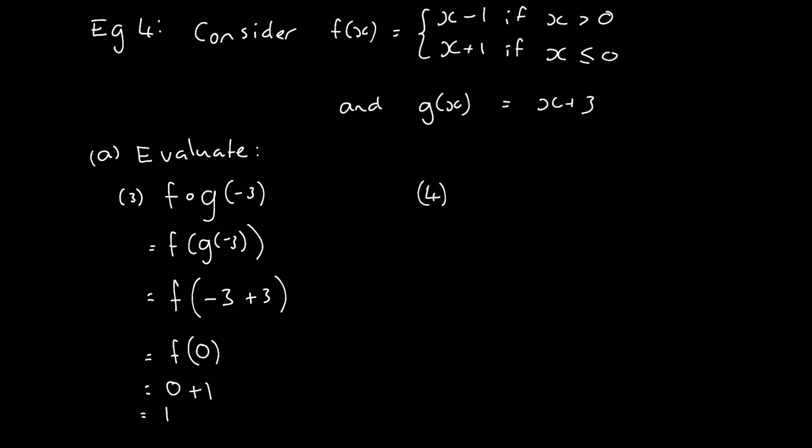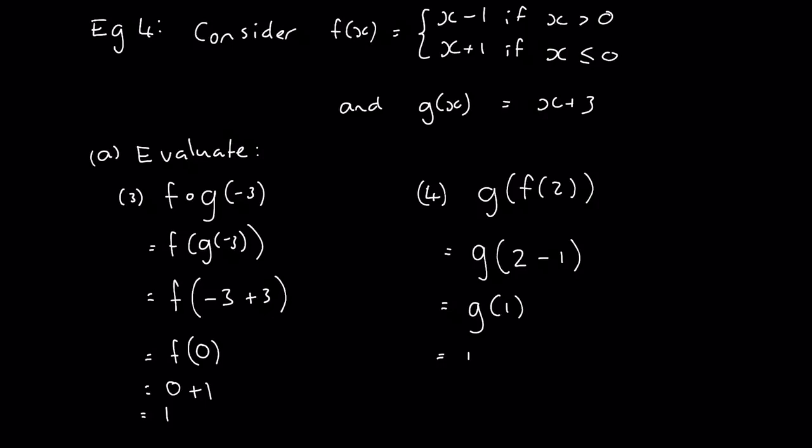Right, question 4. They are asking in question 4 for g of f of 2. So now we have to start with f of 2. So we're doing it the other way around now. But because 2 is greater than 0, it means we're substituting it into this expression. So we're going to leave the g, and we're substituting it into 2 minus 1. So that becomes g of 1. And then we substitute x equals 1 into the expression of g, so it becomes 1 plus 3, which is then equal to 4.